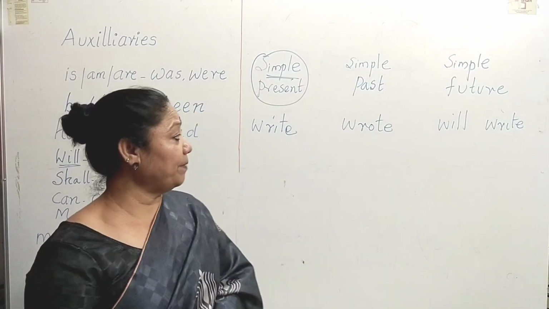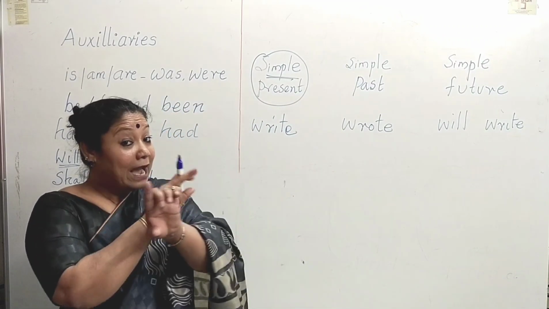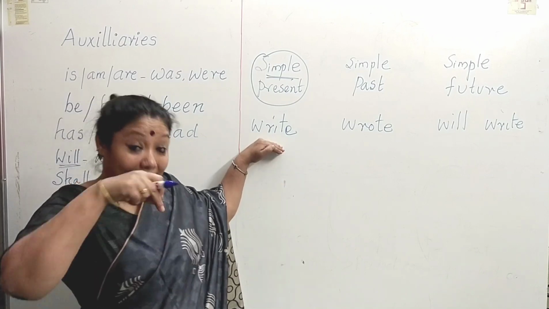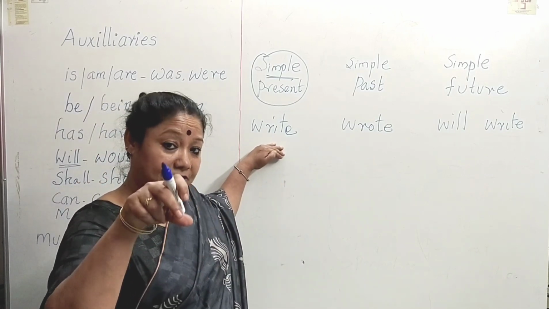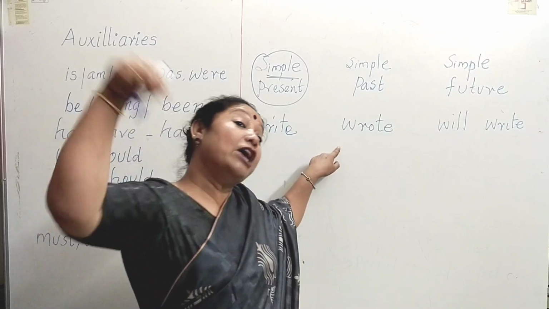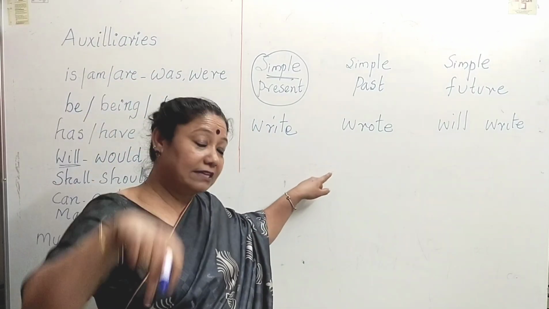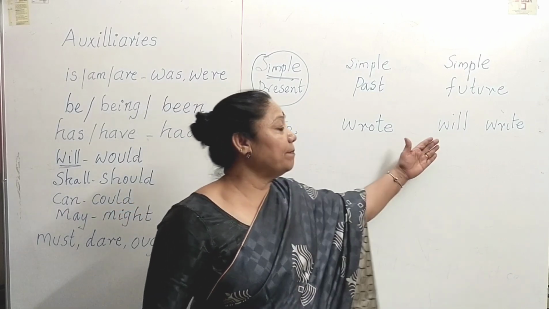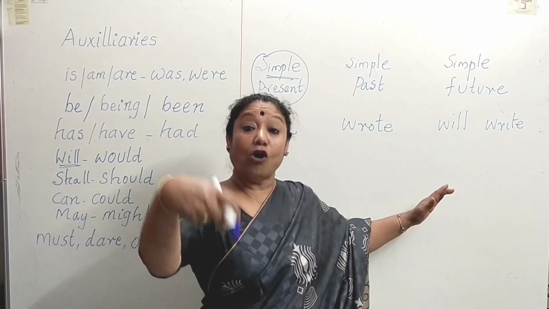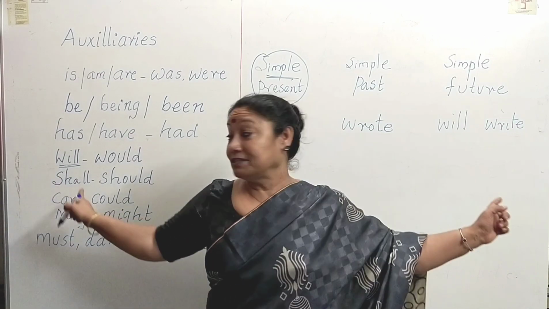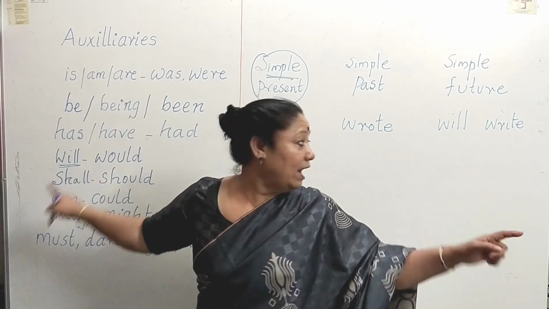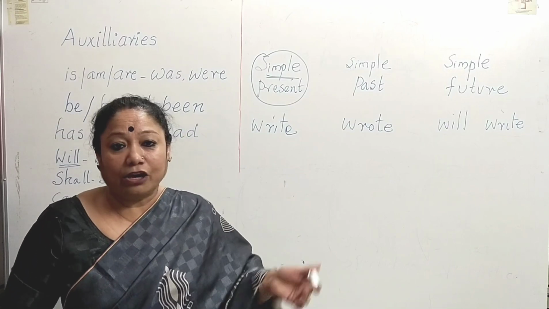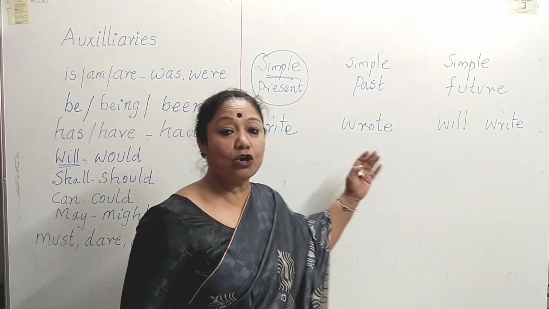So for all the simple ones I have written the verb only. I have not added anything before or after. Today I write, that is simple present tense. Yesterday I wrote, that is simple past tense. Just yesterday what you have done is simple past tense. And simple future: tomorrow or in future what I do, the auxiliary verb you have taken, will write. Simple future, there is no drama, no color. It's just write, wrote, will write.